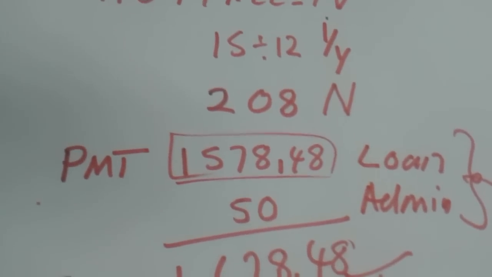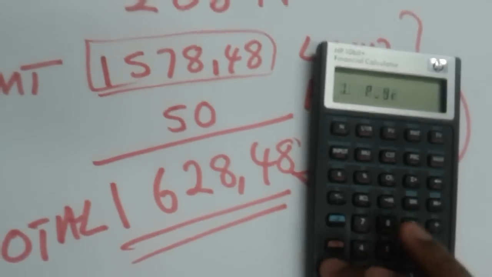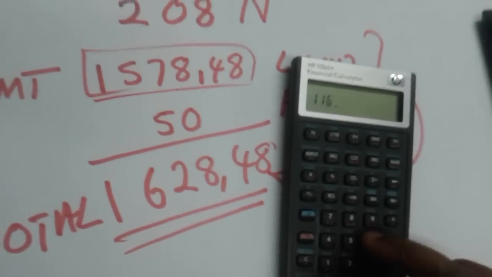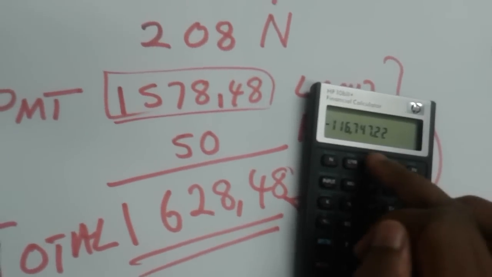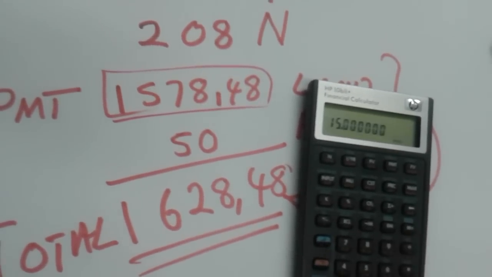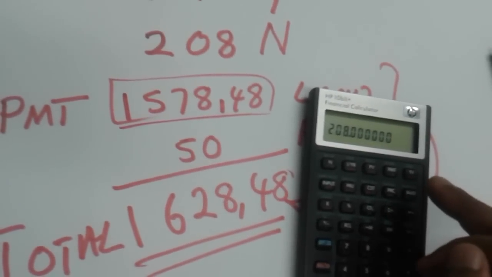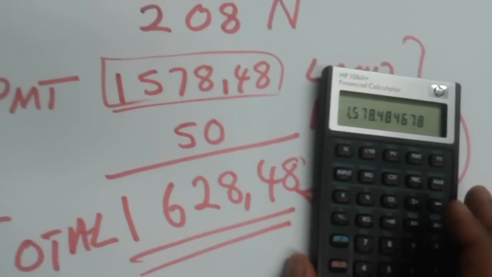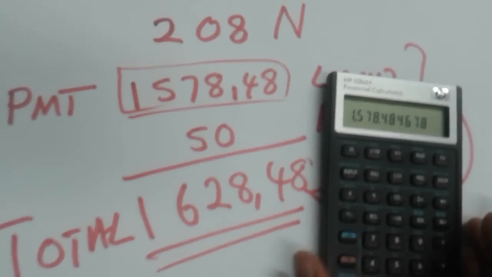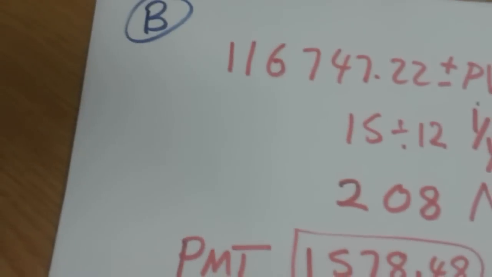So quickly, let's just verify our answer using the HP calculator. 116,747.22 plus minus PV. 15 divided by 12 is your I. 208 is your N. Then compute PMT: 1578.48. That's correct. Right. Now that I've explained this other variation, B, let's continue with our original question.